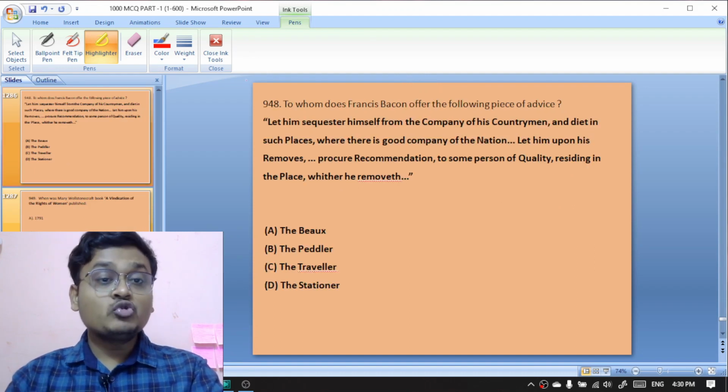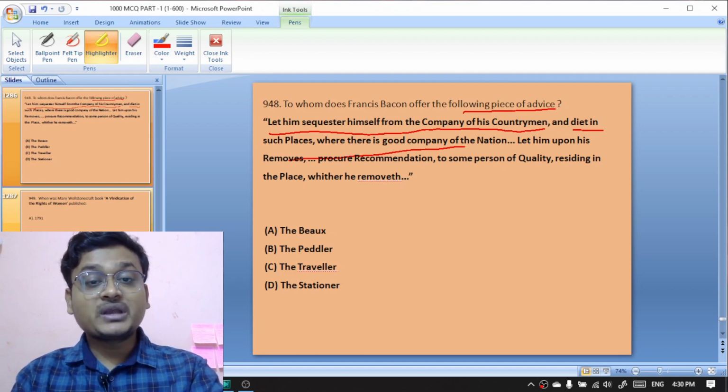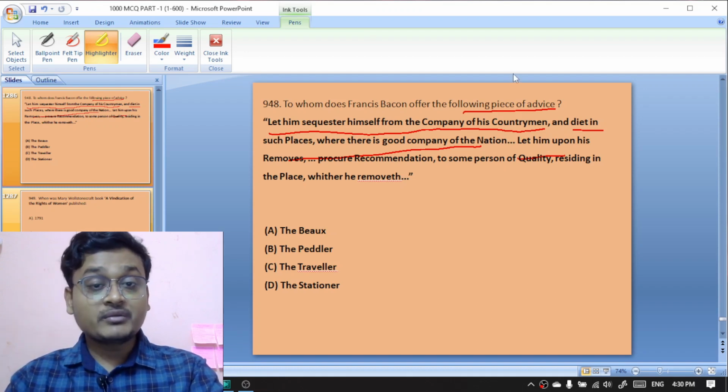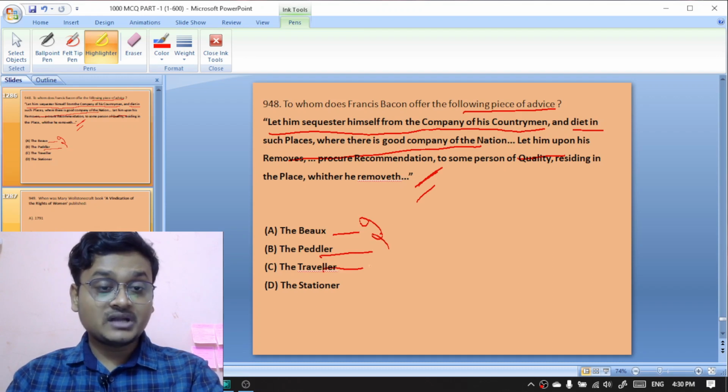Next question. To whom does Francis Bacon offer the following piece of advice? "Let him sequester himself from the company of his countrymen, and diet in such places where there is good company of the nation. Let him upon his removes procure recommendation to some person of quality residing in the place whither he removes." The bivouacs? No. The peddler? No. The traveller? The stationer? So it is about the traveller.